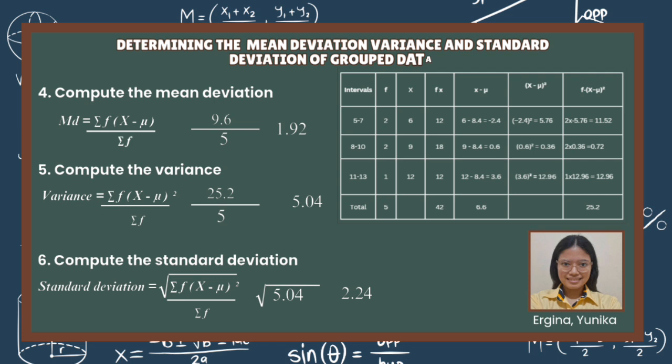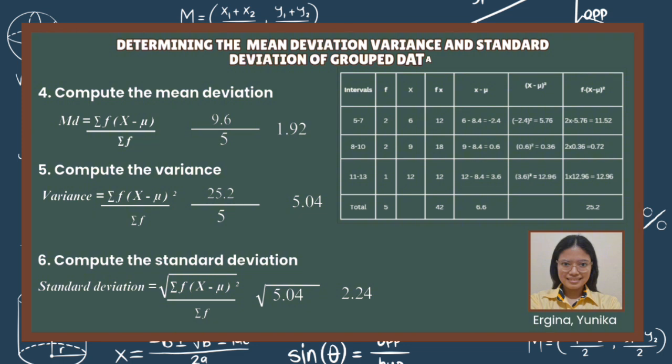After completing the table, we can now compute the mean deviation. The formula for the mean deviation of grouped data is the summation of frequency times the absolute value of midpoint minus mean, divided by the summation of frequency. Our summation for frequency times midpoint minus mean is 9.6. Our summation of frequency is 5. So 9.6 divided by 5 is 1.92. Our mean deviation is 1.92.